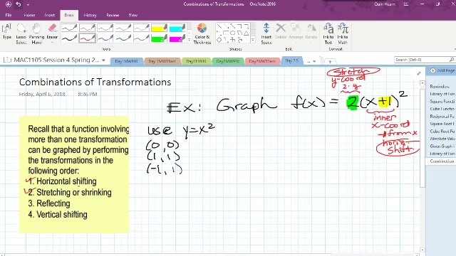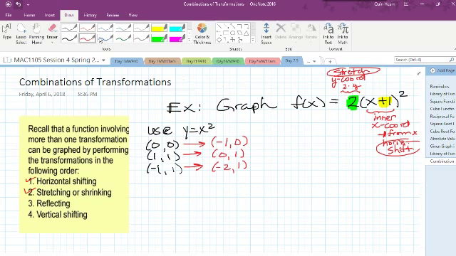So we're going to shift horizontally first, and then we're going to do our stretch or shrinking. All right, so let's start by performing our horizontal shift, which is subtracting 1 from each x. So when we shift x squared horizontally, we end up at -1, 0, and subtracting 1 from 1, we're going to get 0, 1, and subtracting 1 from -1 is going to give us -2, 1.